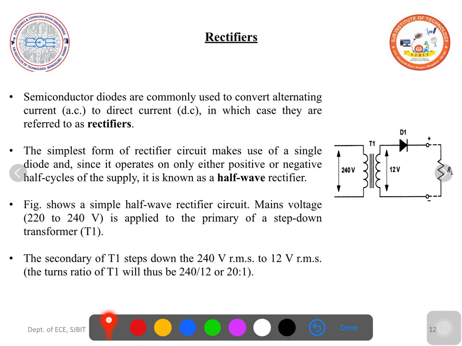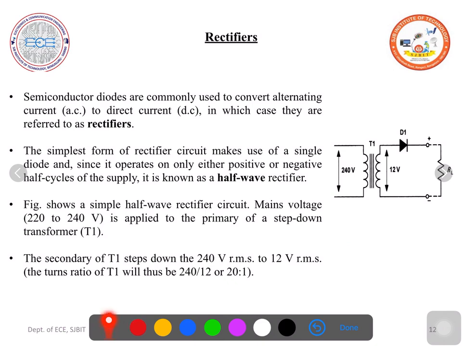Semiconductor diodes are commonly used to convert the alternating current to direct current, in which case they are referred to as rectifiers. Diode symbol is this. So this tells that it allows the current to flow from anode to cathode only. It is a unidirectional device, so this is taken as advantage to be used in rectifier circuits, where we convert AC to pulsated DC. So ordinary semiconductor diodes are used.